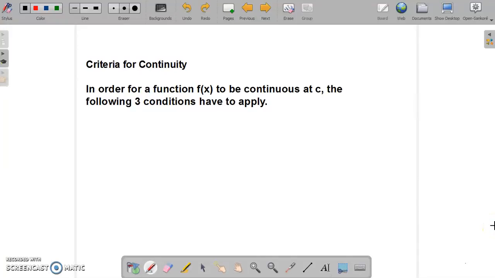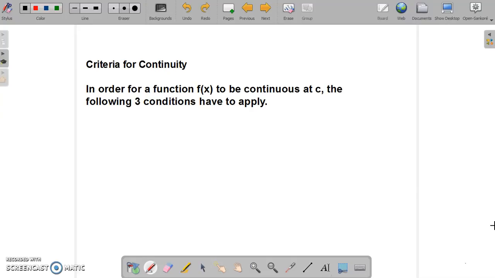Hello, Calculus kids. This video is going to go over some information from section 1.4. It's dealing with continuity and removable discontinuity, and understanding on what intervals a function is continuous and where it is possibly not continuous.